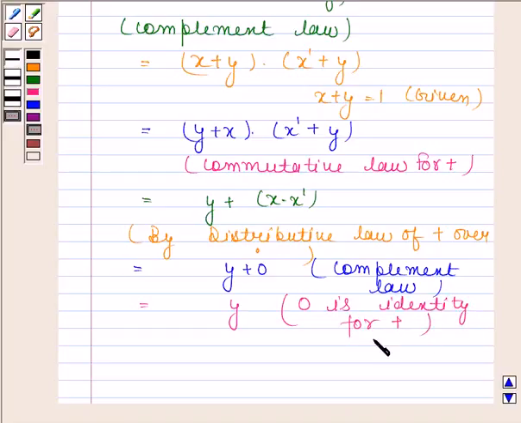So we have proved that x complement is equal to y. This completes the session.